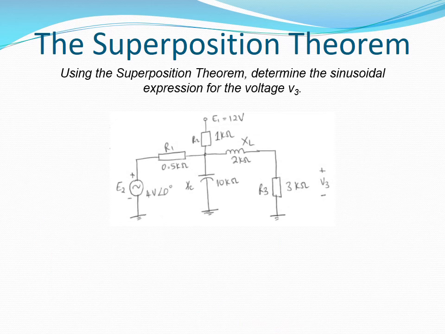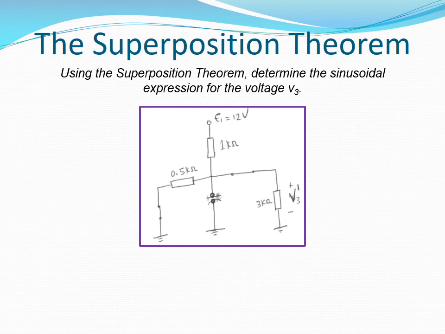Let's look at a second example. We want to use the superposition theorem to determine the sinusoidal expression for the voltage V3. E1 is a DC source and E2 is an AC source. Let's begin with the voltage due to the DC source E1. We short circuit the AC source E2. We take note that under DC conditions, capacitances are open circuits and inductances are short circuits. Therefore, we open circuit XC and short circuit XL.